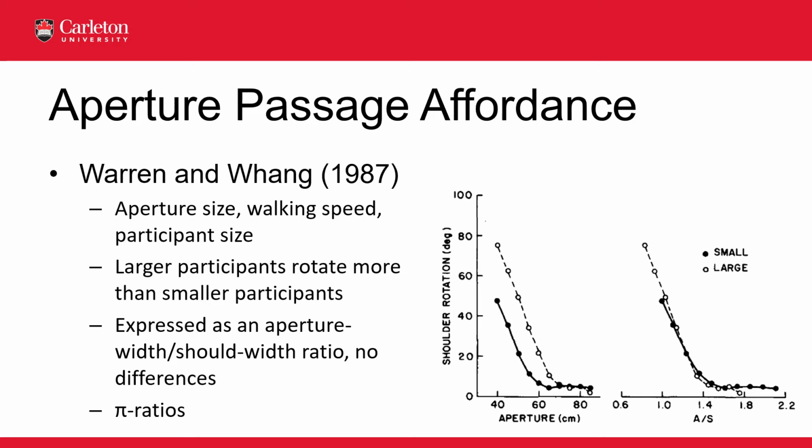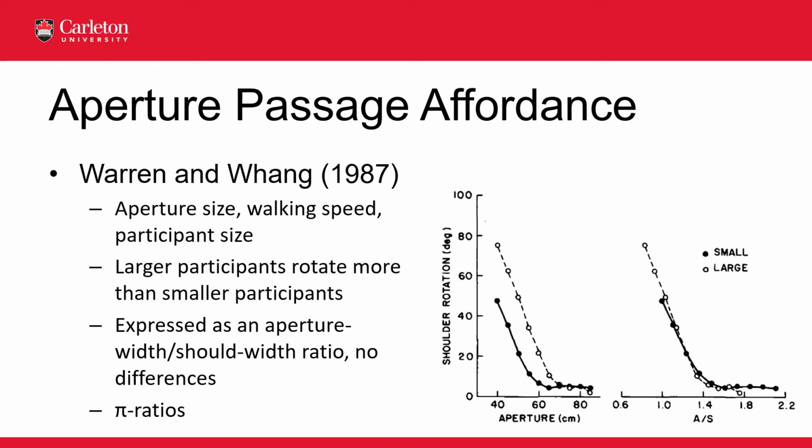The research in this area starts with a classical paper by Warren and Wang. They had participants of different sizes, small or large, walk through apertures of different widths, walking at different speeds, rotating their shoulders as needed. Now, of course, larger participants rotated their shoulders more than smaller participants, which makes a lot of sense. But importantly, when the aperture widths are expressed as aperture width to shoulder width ratios, the group differences disappear. That's what is displayed in this figure from their paper shown here on the right.